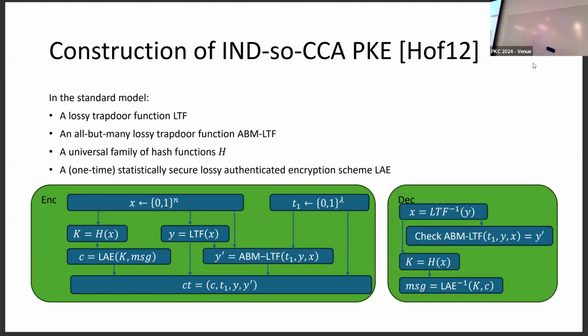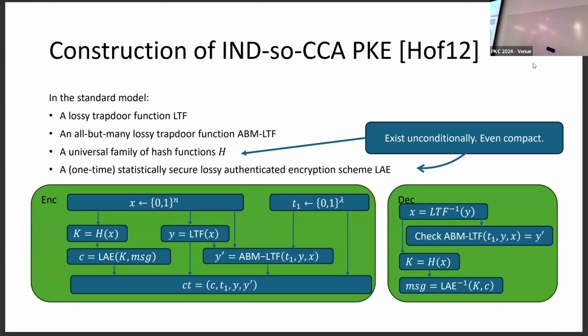Trust me. And if you want to decrypt, you're going to invert our LTF, you're going to invert Y to get X. And then you use the hash function to get your key K, and that's how we get the message back. And we have to check that our ABO-LTF on input the tag part T1, the second tag part Y and X outputs this Y prime. If it doesn't, then you abort. That's our check for authenticity.